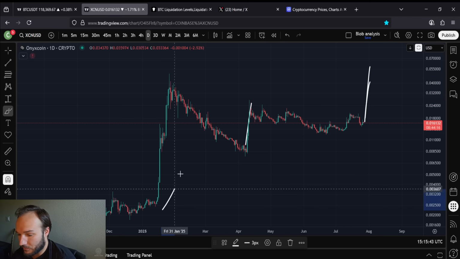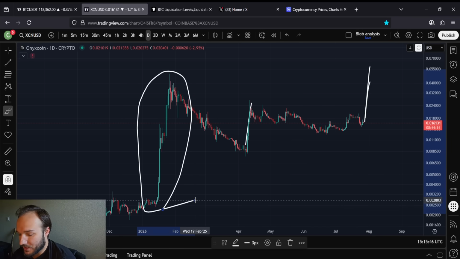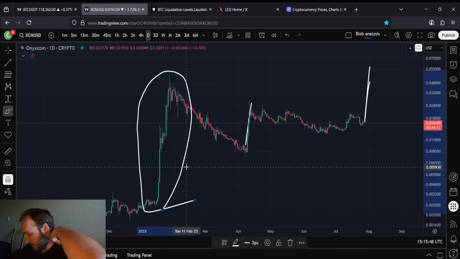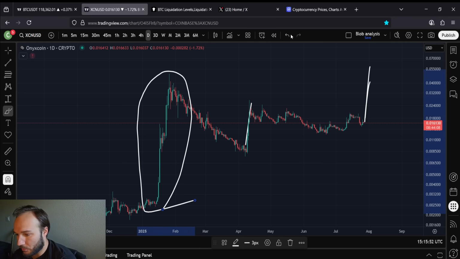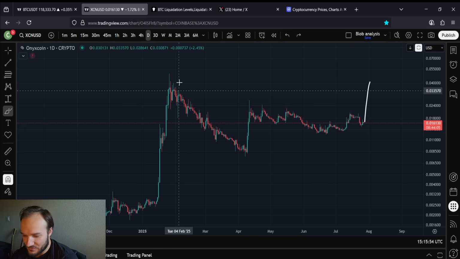And it should kick off a move that is very akin to what we saw back here. And when I say very akin, I don't mean that in 2 weeks we're going to 20x like we did last time. I just mean it's going to be more robust than anything that we've seen since that period in time, right?